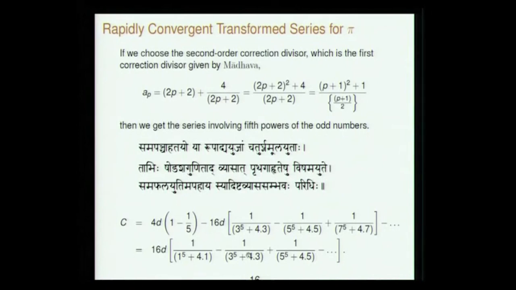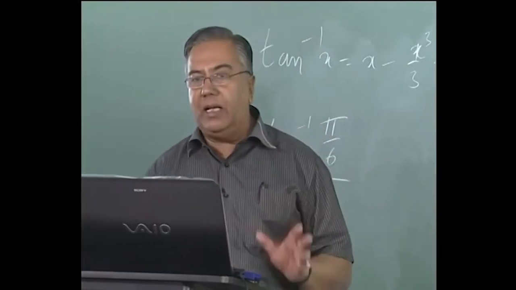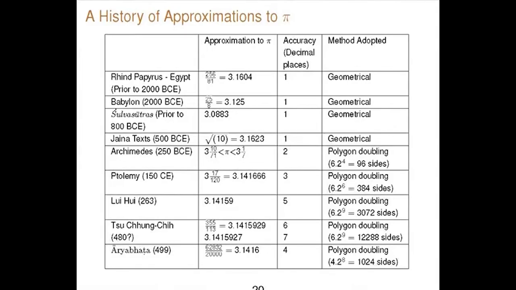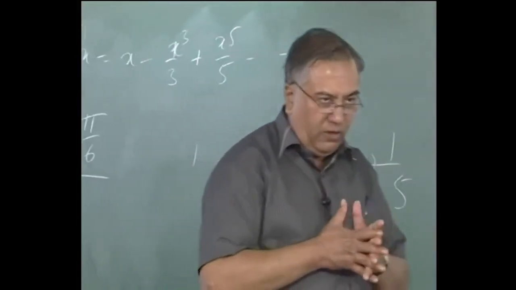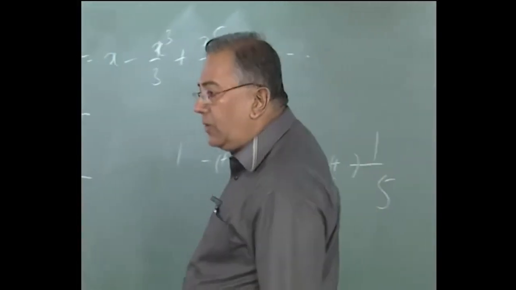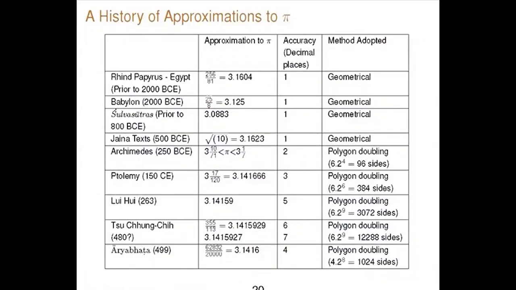So with this we come to an end of Madhava's work on Paridhi Vyasa Sambandha, the relation between circumference and the diameter. So let us review where does all this work stand in the history of mathematics. We should take a quick look at the history of pi. The Rhind Papyrus and the Babylonians have values of this order, 3.16. The Shulba Sutras, we saw, had 3.08.